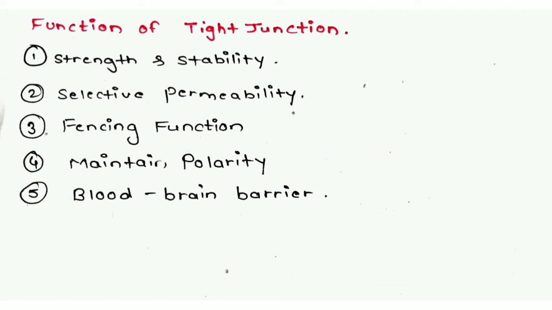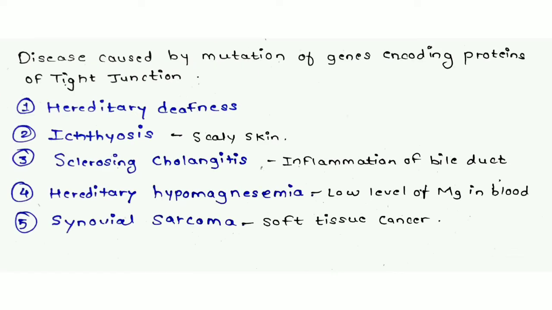The fourth is maintenance of cell polarity. Fencing function of tight junction maintains the cell polarity by keeping the protein in the apical region of the cell membrane. Fifth, helps in the formation of blood-brain barrier. Tight junction in the brain capillaries forms the brain-blood barrier, which prevents the entry of many substances from capillary blood into the brain tissues.